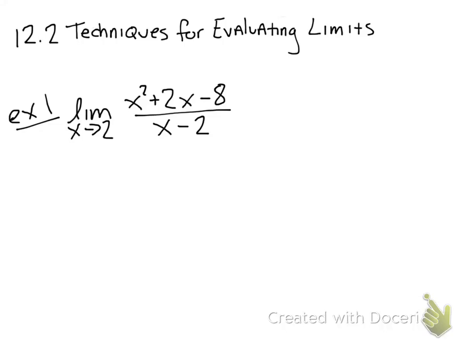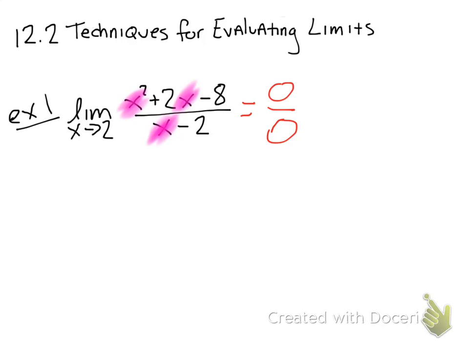Last time we were together, we learned that you can evaluate limits using direct substitution. So for this problem, we want to find the limit as x approaches 2, so we can substitute 2 in for each of our x's here and evaluate. But when you do that, you find that this ends up equaling 0 over 0.